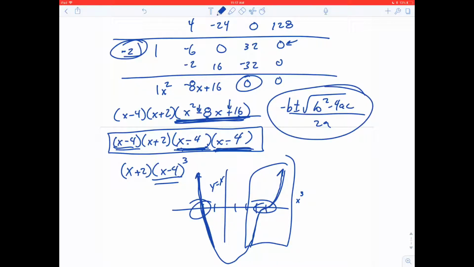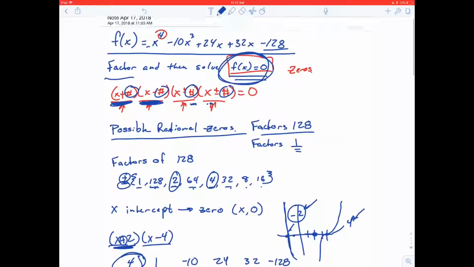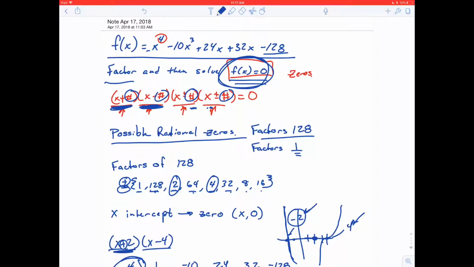So we've got our factored form. We've answered it by finding our factored form, and then we also answered it by finding our zeros here. What are the zeros? The zeros are at negative 2 and 4. 4 has a multiplicity of 3. But it doesn't ask that. It just asks for those zeros, and those are the two answers.